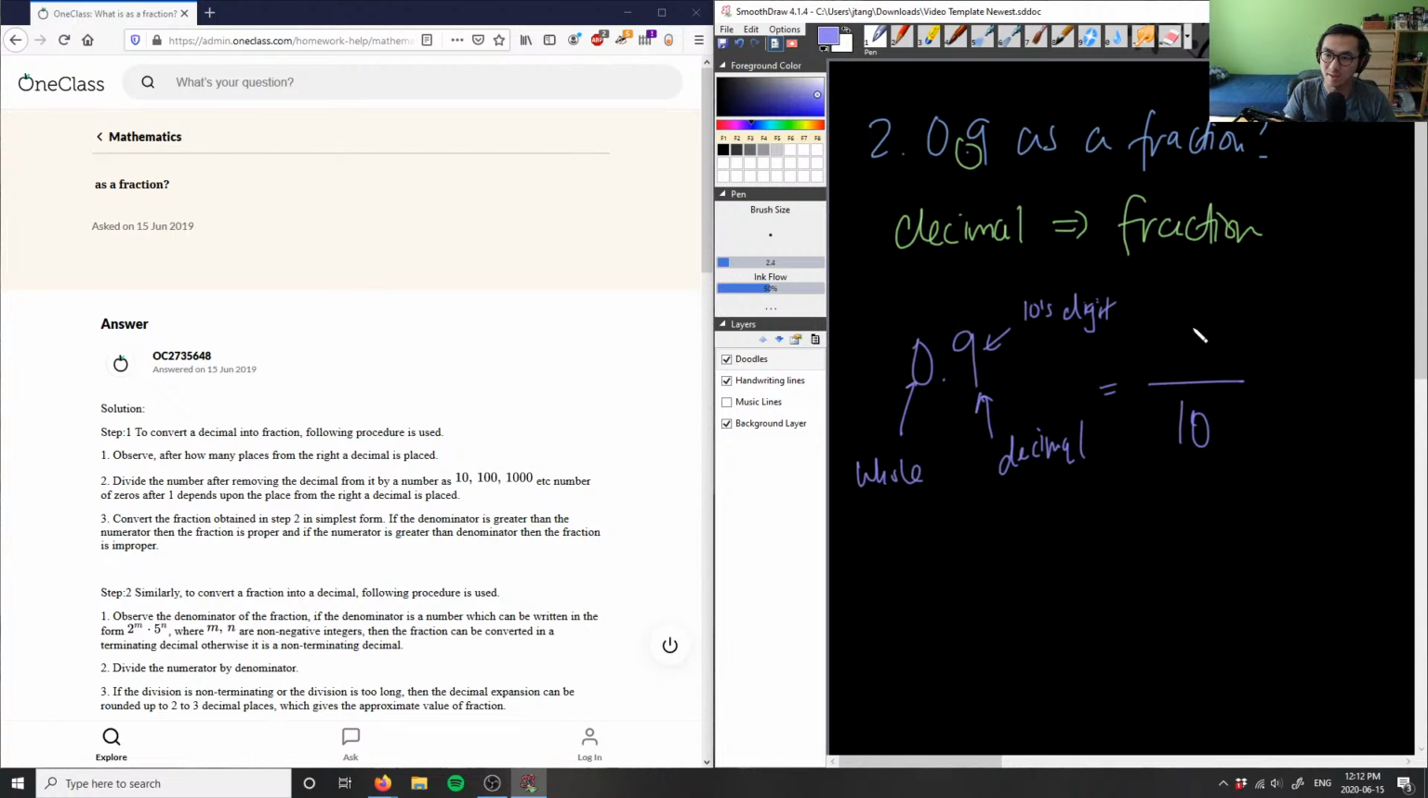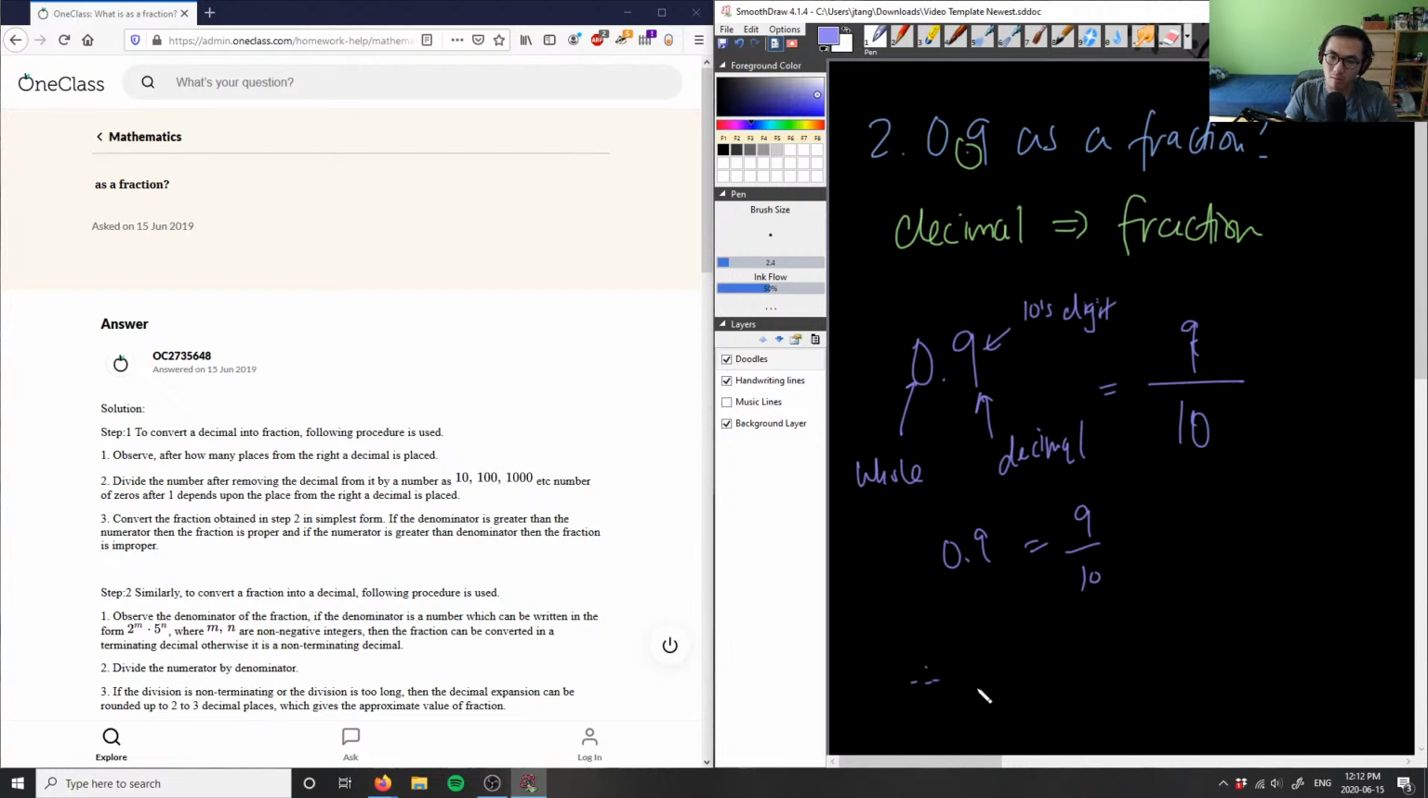So in this case, this digit here is 9. So 0.9 equals 9 over 10. And this here is our answer for this problem. I can't reduce 9 over 10 into lowest terms because 9 and 10 have no common factor other than 1. So in this case, we don't have to reduce.